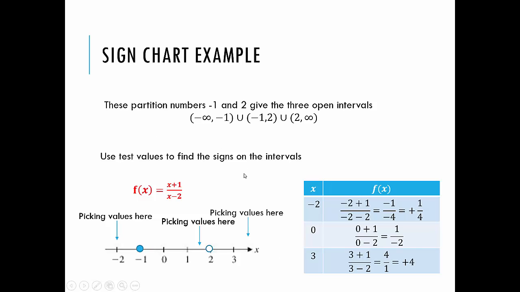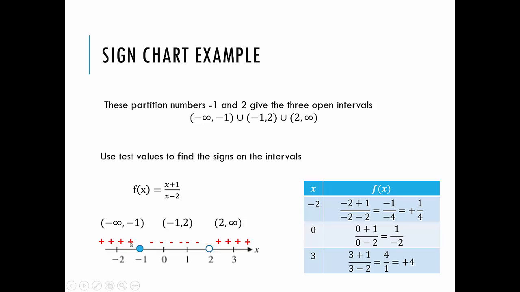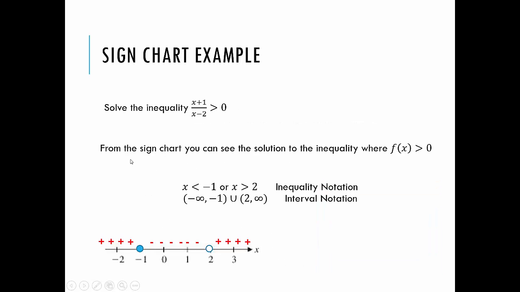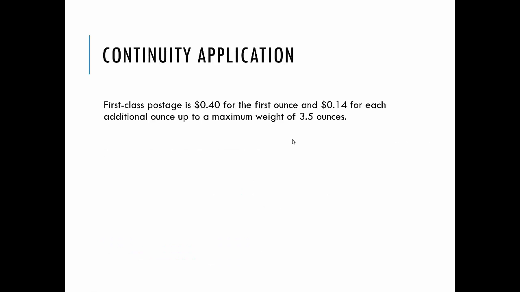So constructing my sign chart says in this interval, all of these are positive until it hits 0, then it goes negative, then it becomes undefined, and then it goes positive again. Now just be careful with these two notations, my inequality notation versus my interval notation. The only big difference here is if you had a line under there like this, then you would actually have a closed bracket.